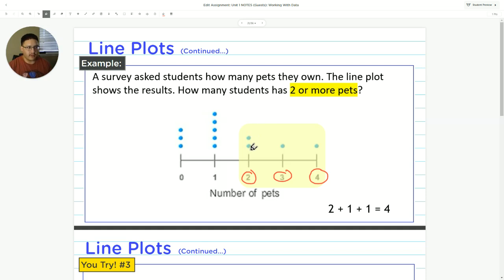So if we count the dots, 1, 2, 3, 4, add them all up, we get 4. 4 people chose 2 or more pets. That's it for line plots.